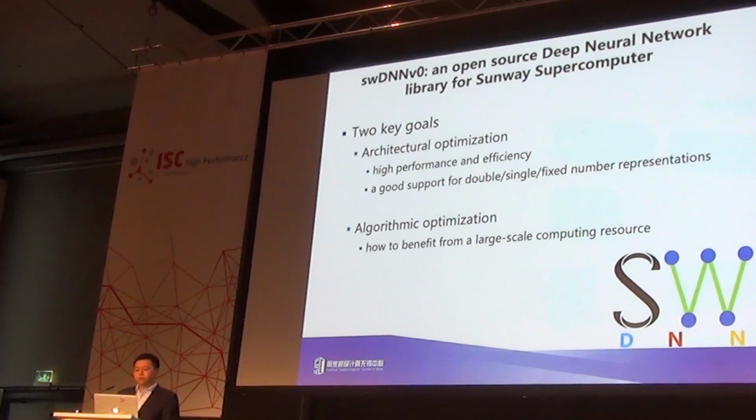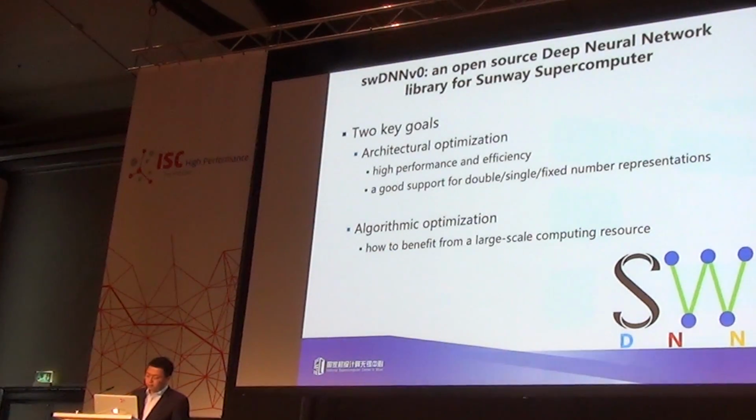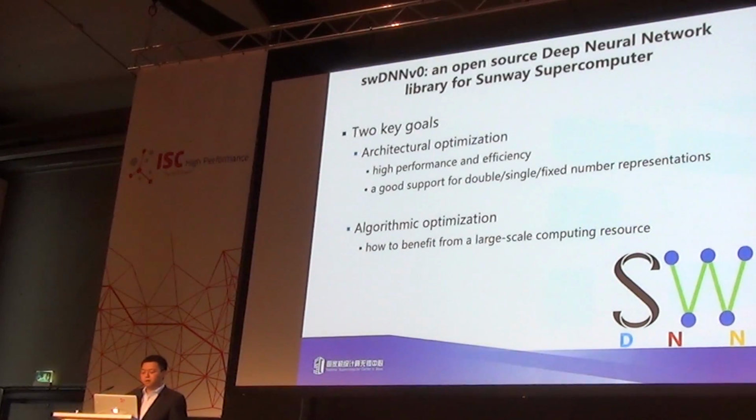The second part is, of course, algorithmic optimization. Most of the current CNN libraries cannot benefit much from running at a very large scale. So we will be working on the algorithm side to see what the basic methods are that can benefit from large scale computing resources and achieve a better training result.